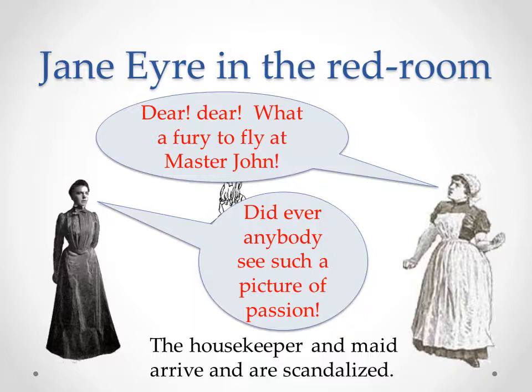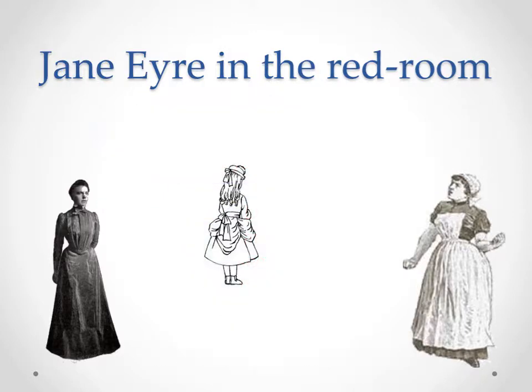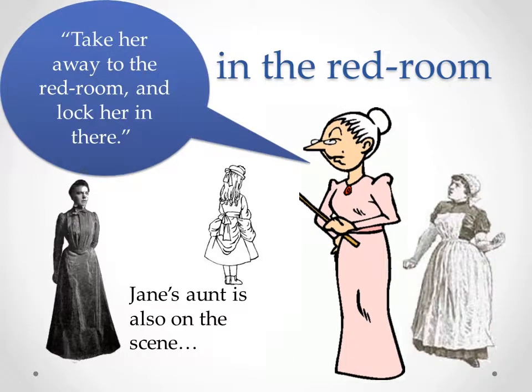Women were not supposed to show their feelings, their emotions, their passions in that kind of way, and therefore she's criticised, doubly criticised, because she's a fury, she's frantic, she's wild, and she's expressing her passion, her feelings in a way that's not acceptable in that society at that time. And then Jane's aunt, who is also on the scene, says, "Take her away to the Red Room and lock her in there." So she's going to get punished for her behaviour.